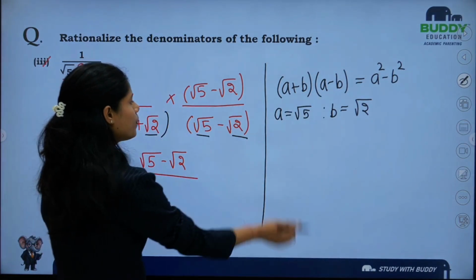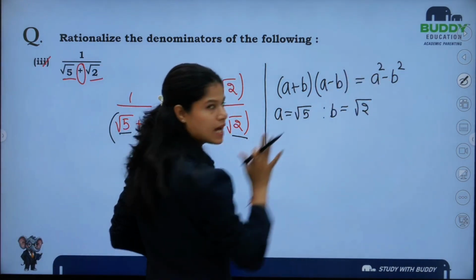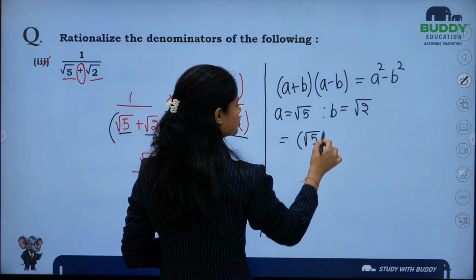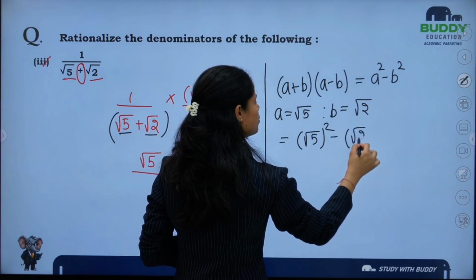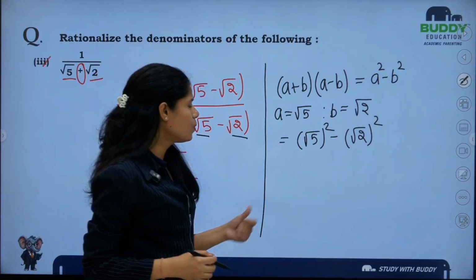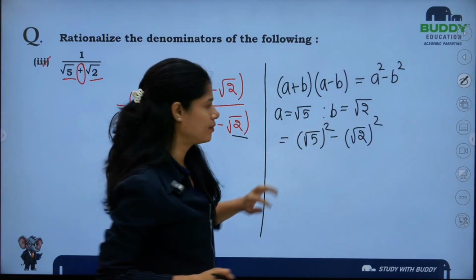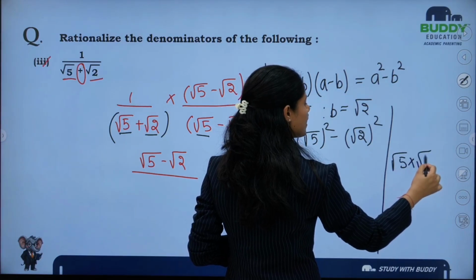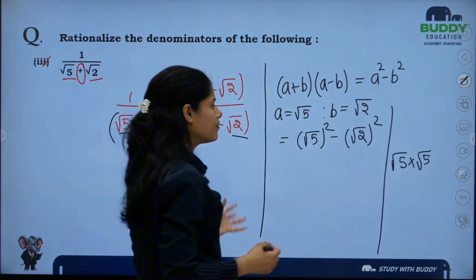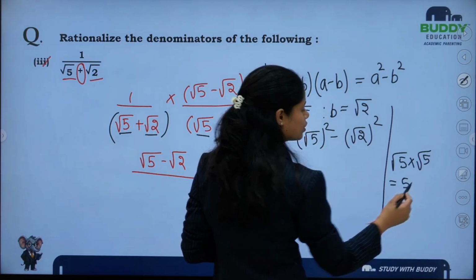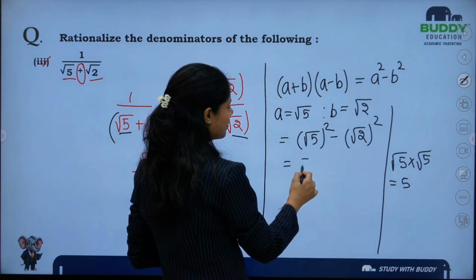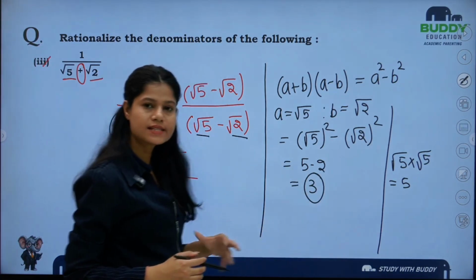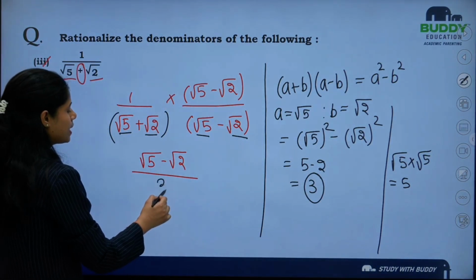So now if you put these two numbers in the identity formula, what are we going to get? (√5)² − (√2)². Now if you want to calculate (√5)², what is this? Let's calculate it over here. It means √5 into √5, and once you calculate this, you are going to get 5. So this is nothing but 5 − 2, and the output is 3. So in the denominator part, you will get 3.